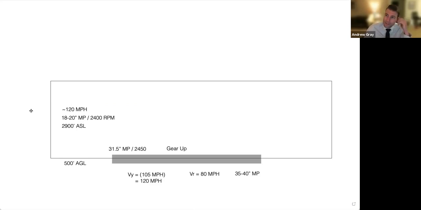If you were going out to the practice area, then you can definitely use a higher power setting than this. Like you could use anywhere, we say in the twin, from 25 up to 29 inches manifold pressure. But that would be way too fast. That speed ranges anywhere between 140 to 160 miles per hour. So that's too much for this.